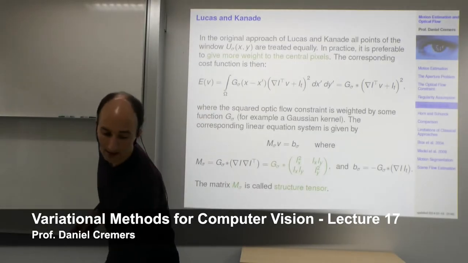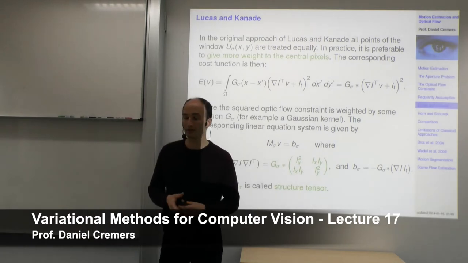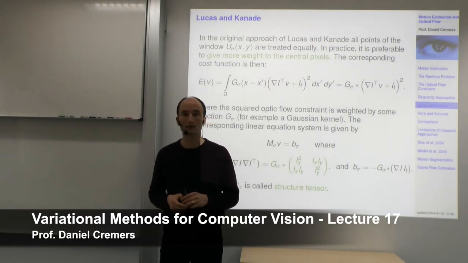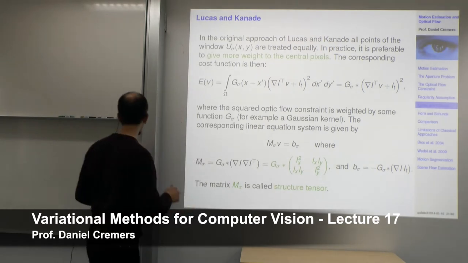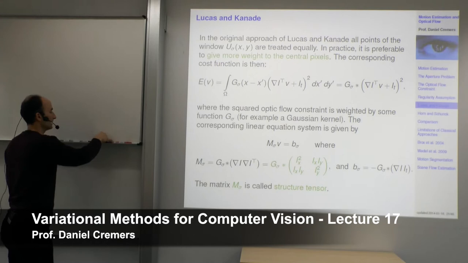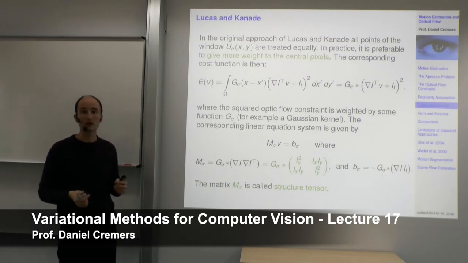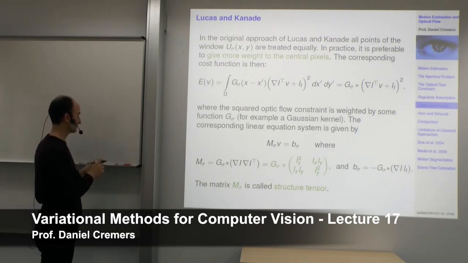Welcome to the next class on variational methods for computer vision. We'll continue where we left off last time, and that was optical flow estimation. So the challenge is that you're given a sequence of images, a video, and you want to extract motion information.